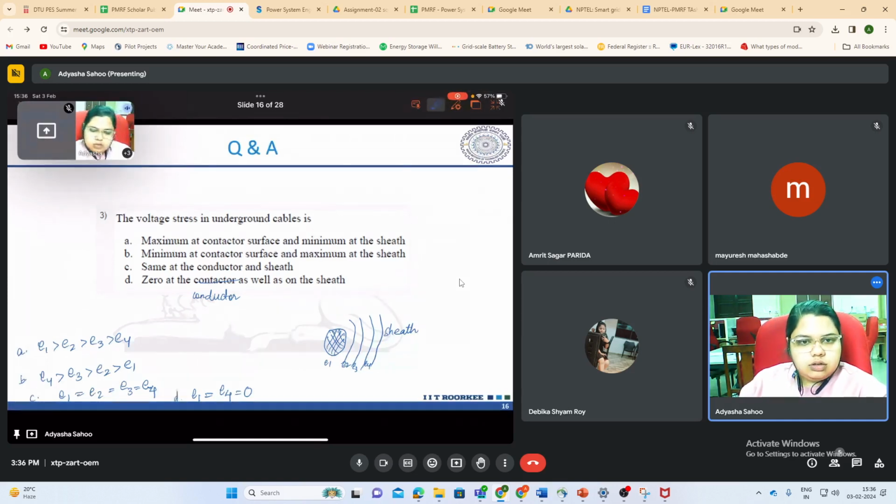So which is correct? So we know the stress is maximum near the conductor, right? And it is minimum near the sheath. As you move away, the stress will decrease.